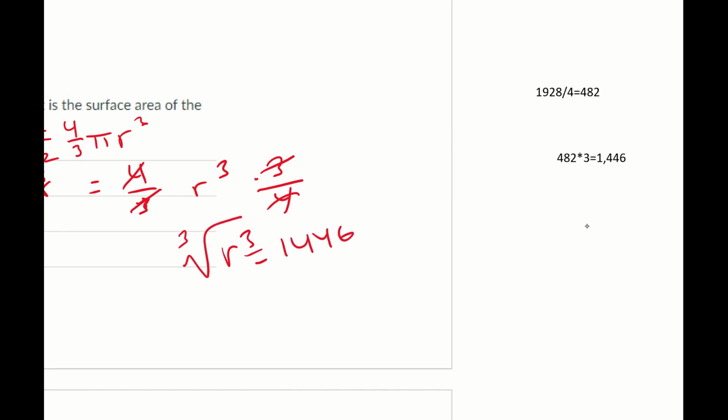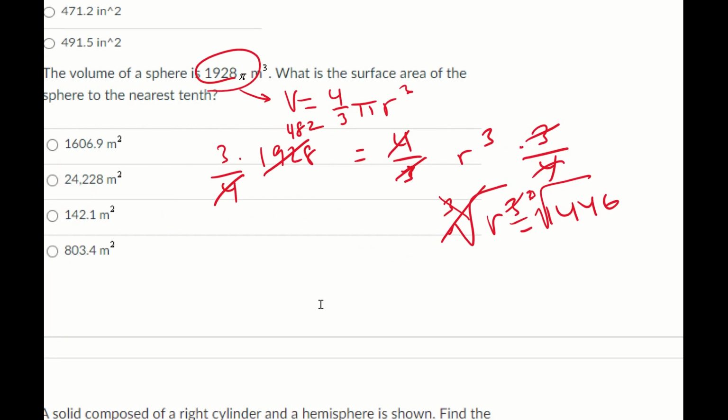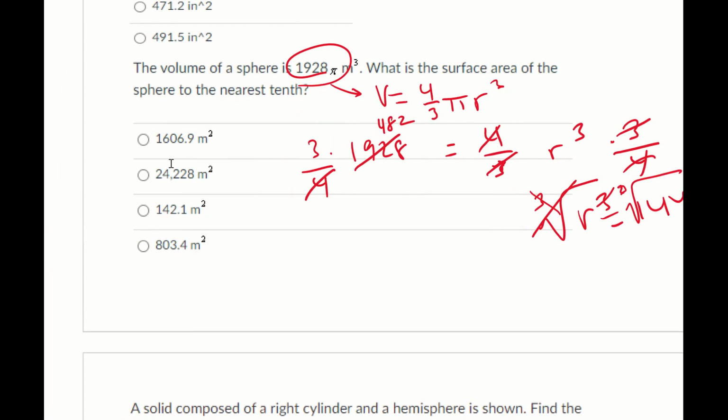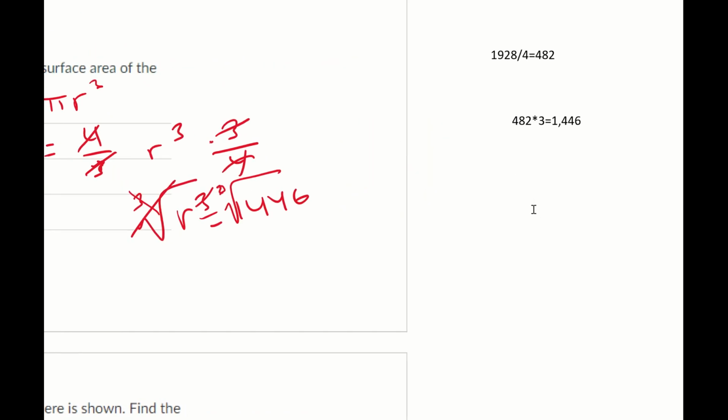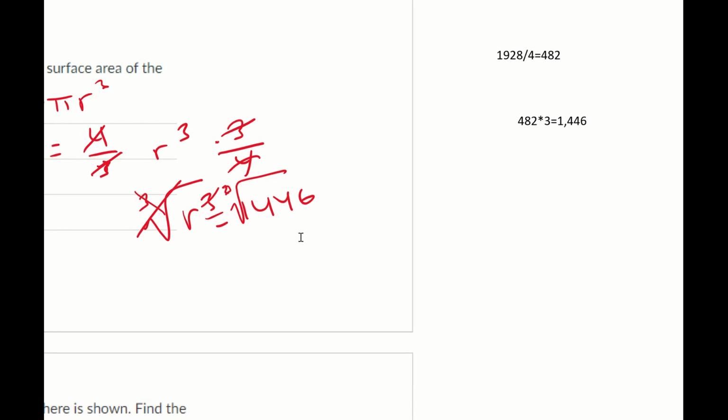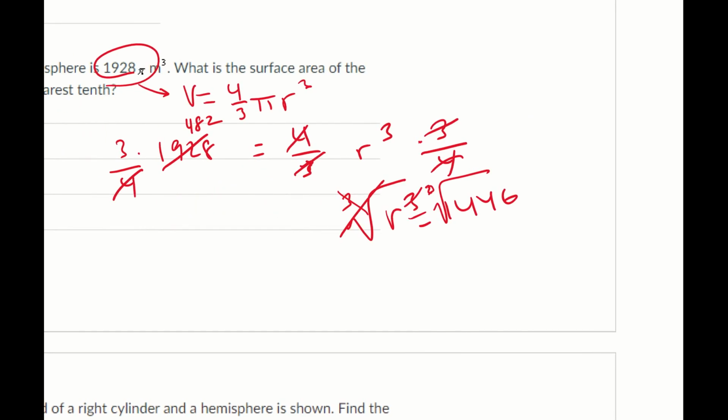Then we take the cube root of that. And again, you need to find a number that if I cube it, I get 1446. And so that'll give me my radius. Now hopefully it's a nice number. Let's see, 14 cubed is actually too big. And 12 cubed is actually too big. So this is going to be a decimal for sure. So what I'll do is I'll actually plug it in the calculator.